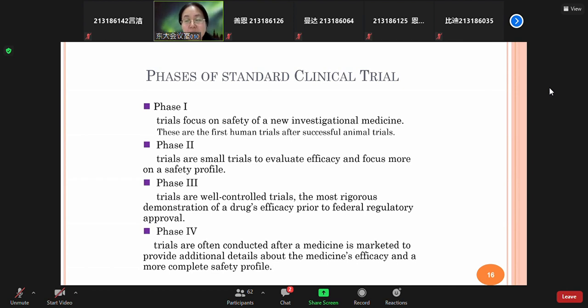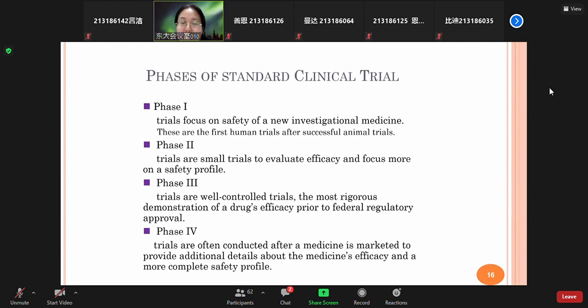Because after a phase 3 clinical trial, the new drug will be used in clinics. That means marketing. So phase 3 clinical trial will determine the marketing of the new drug. So that's why it's very important. Phase 3 clinical trial, and phase 4 is the post-marketing clinical trial.